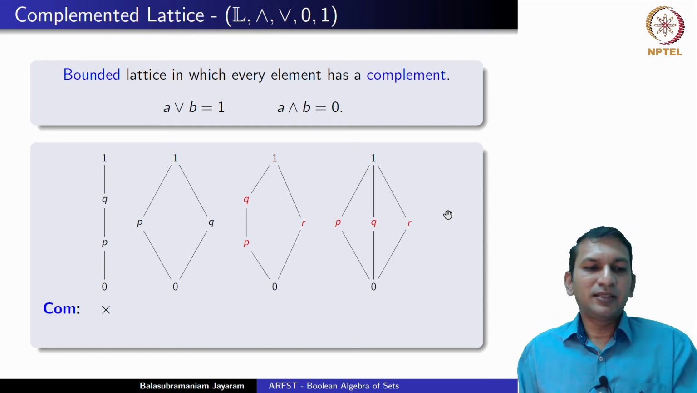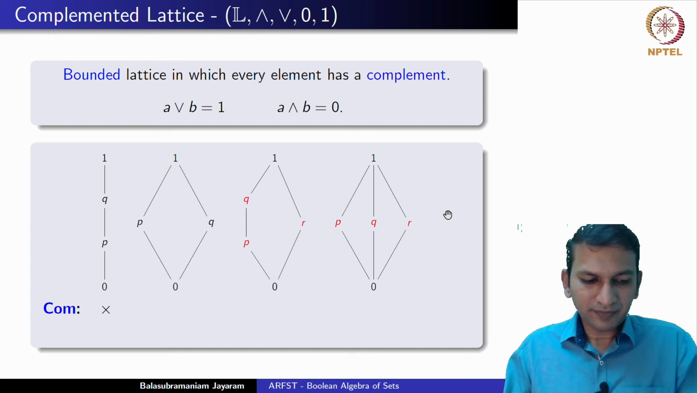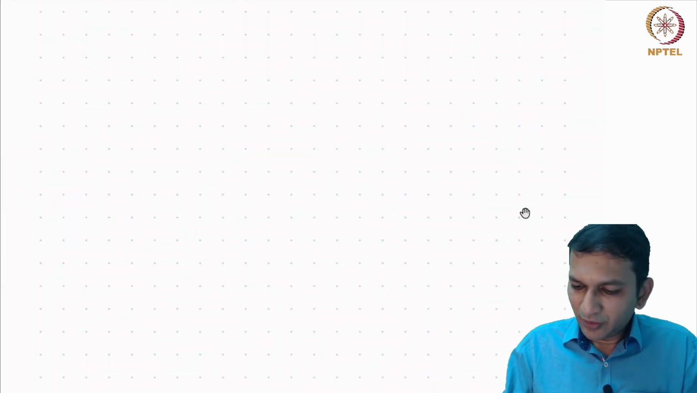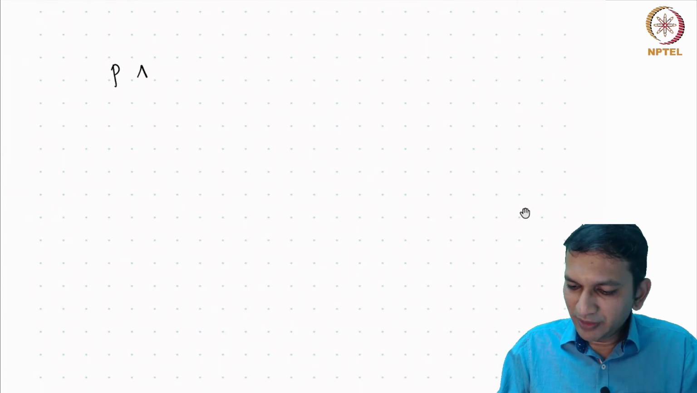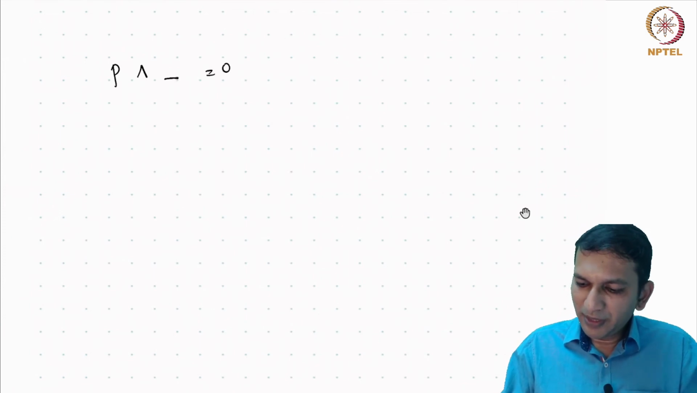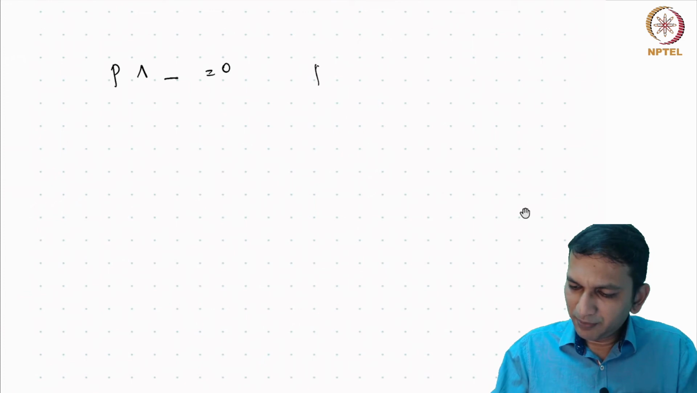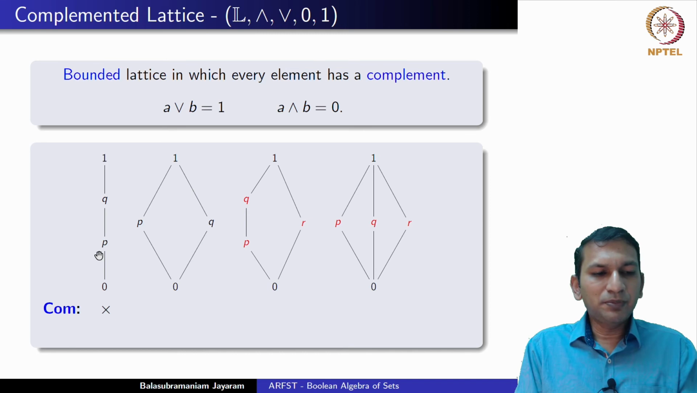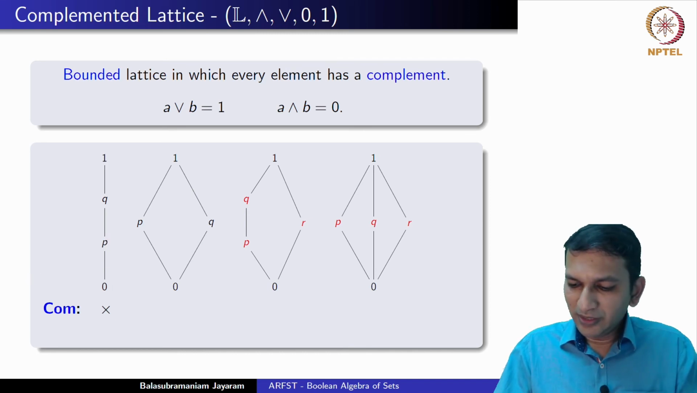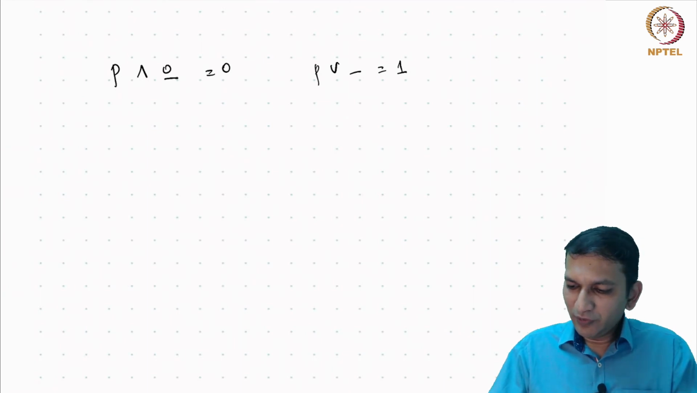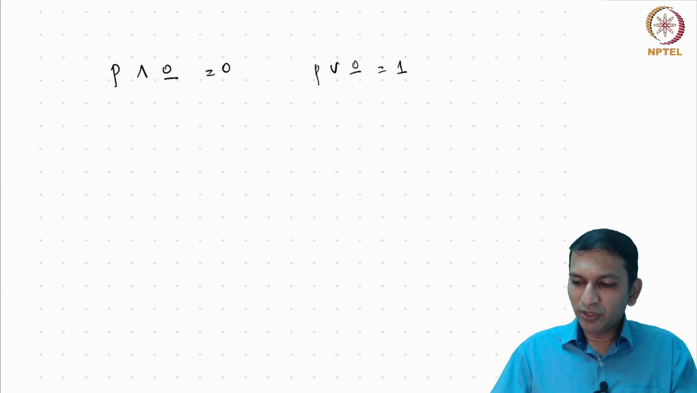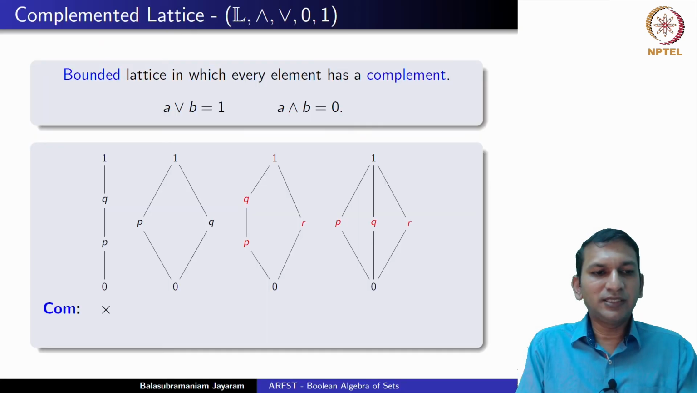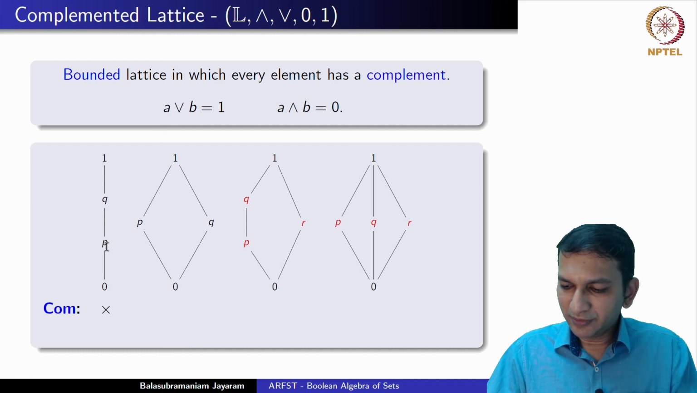So let's take the element P. Now you see here, if P does have a complement, then with that complement, P meet that should be 0 and P join that element should be equal to 1. Now when you look at this, the only element whose meet with P can give you 0 is actually 0 itself. So that means P meet 0 is 0. However, if you put this here, P join 0, then it is not 1, because in a chain we know that P join 0 is actually P.